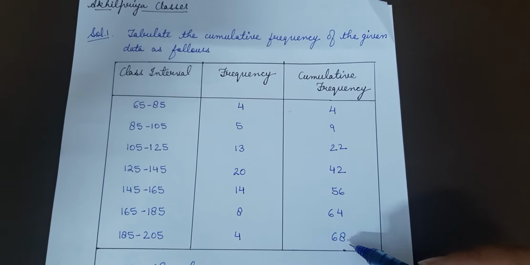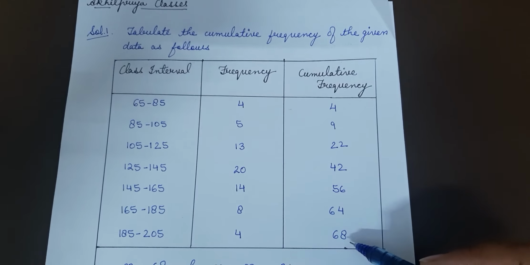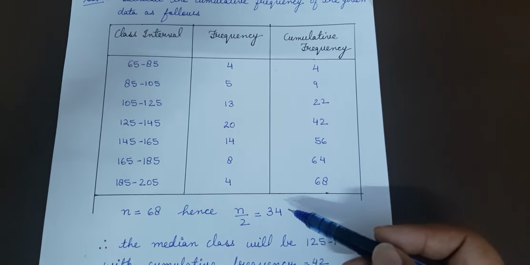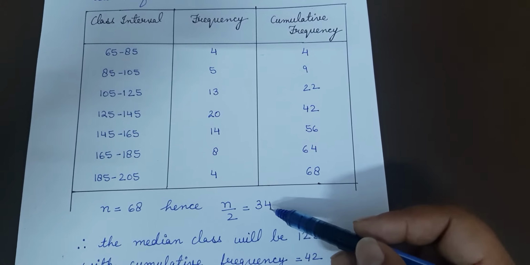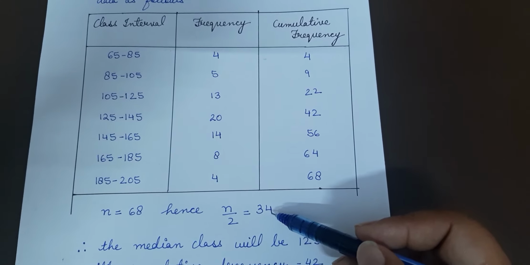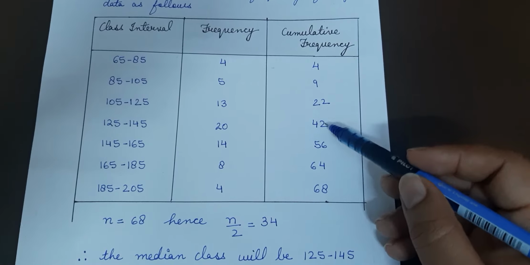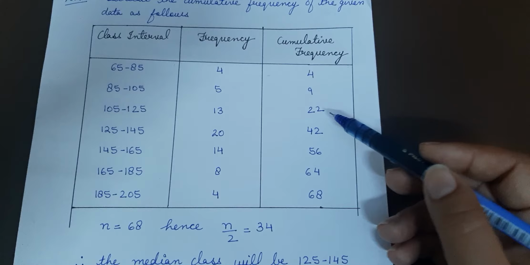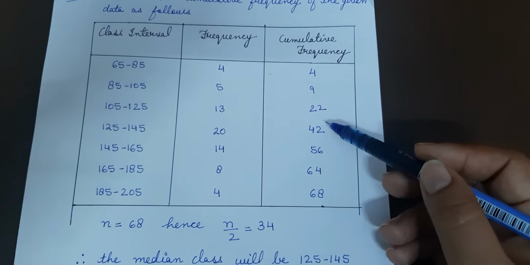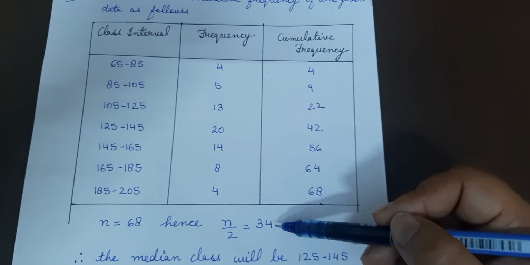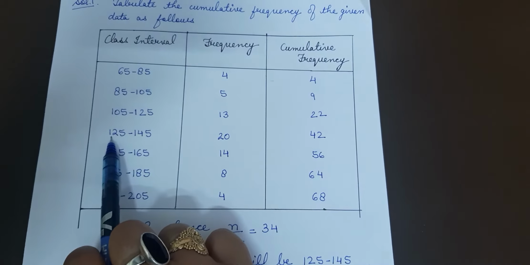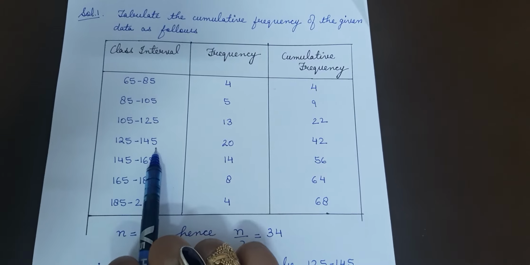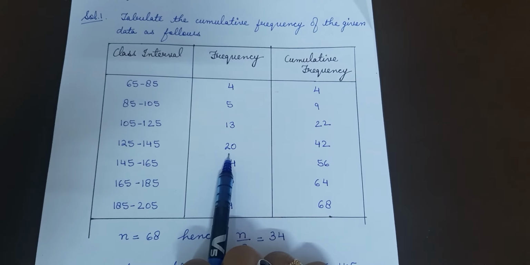From the value of n we can find the value of n by 2. So we have n by 2 is equal to 34. We can see that 34 lies between 22 and 42. So we have to choose the class whose cumulative frequency is greater than 34. So we will choose this class, 125 to 145. This will be our median class, and this will be the value of our frequency.